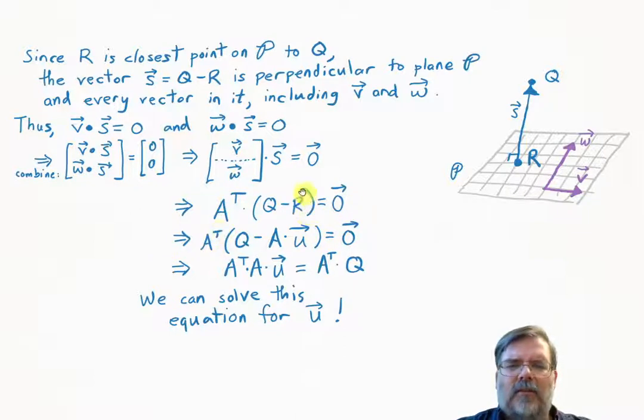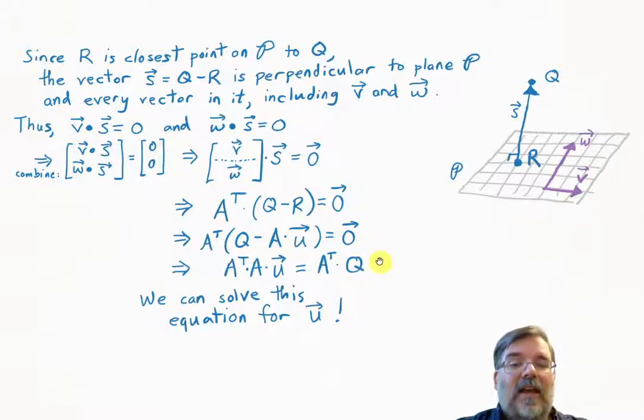Well, what is r again? r is equal to A times the vector u. So we'll substitute that in. Then I'll distribute through the A transpose: A transpose times q minus A transpose times A times u. Then move the A transpose times q onto the right-hand side. It becomes negative, so multiply both sides by -1 so they become positive. And we have this equation right here: A transpose times A times u equals A transpose times q.